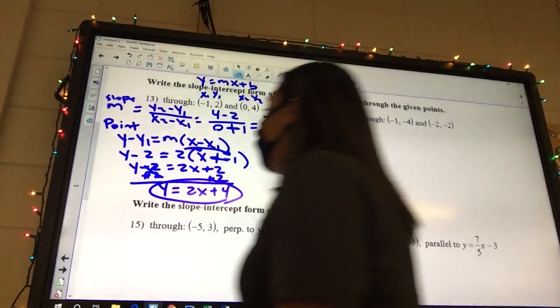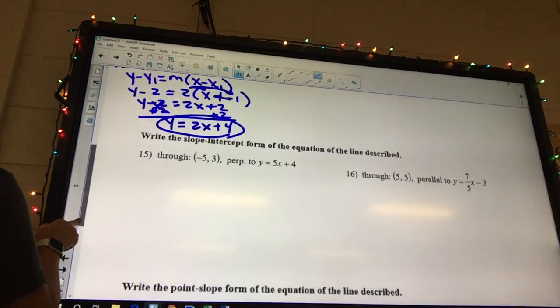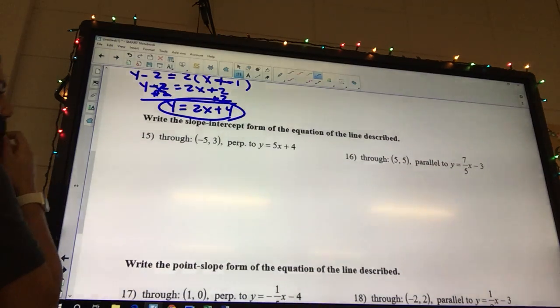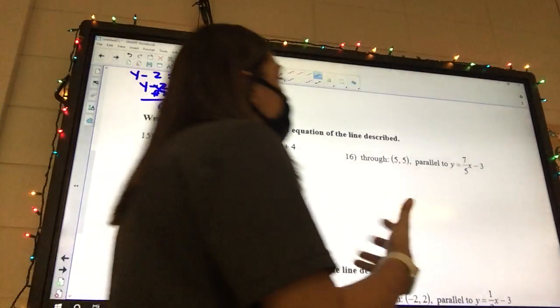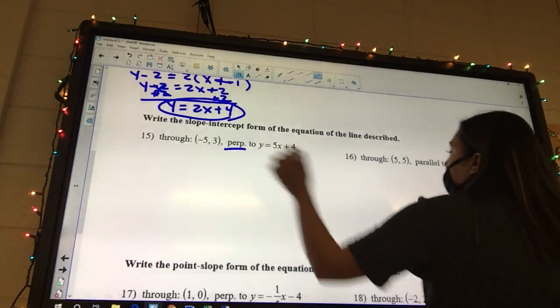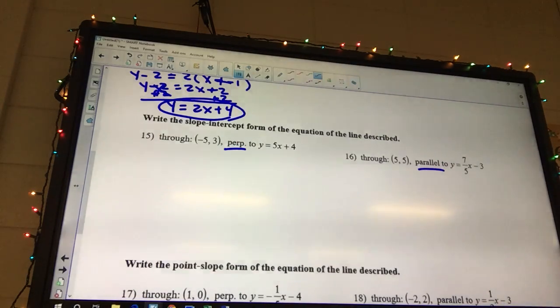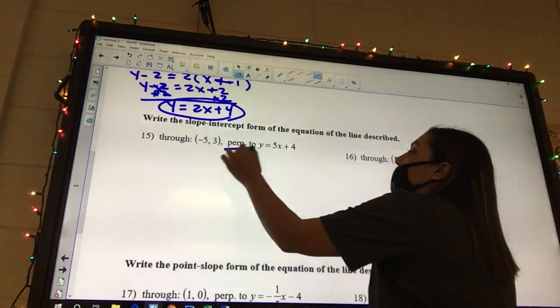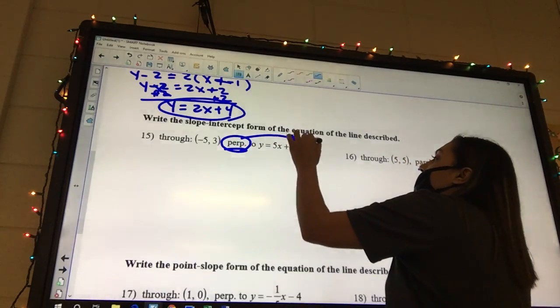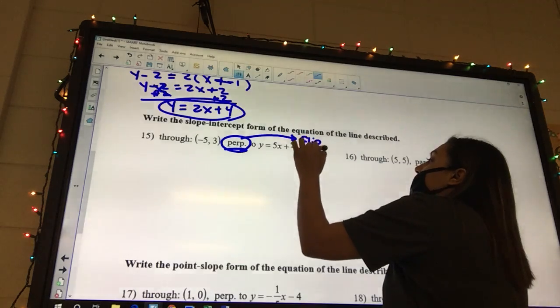Okay, look at 15. 15 says write the slope-intercept form of the equation. Okay, we have 2 different types of lines. This one says perp, this one says parallel. What do we do with perp? You gotta do 2 things. We need to flip it and change it.